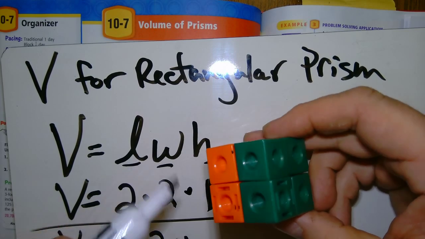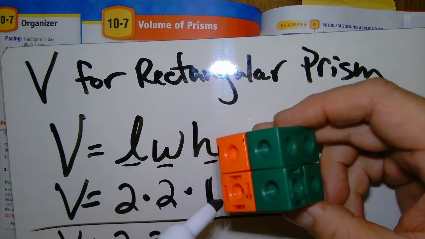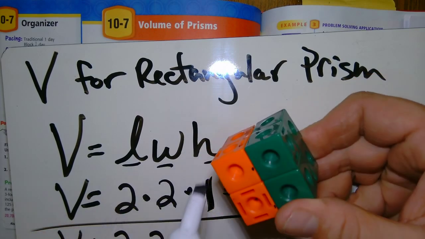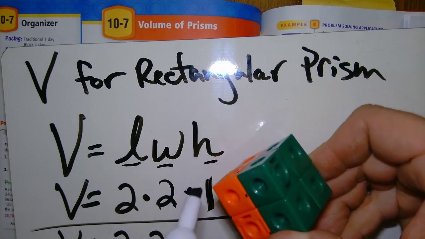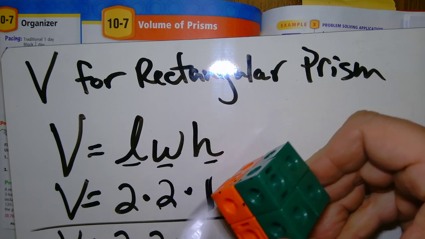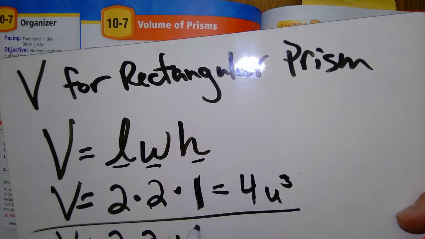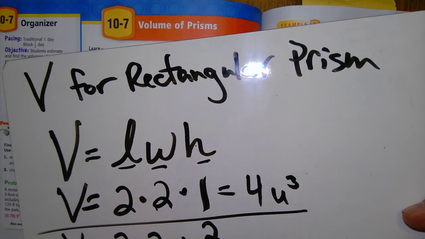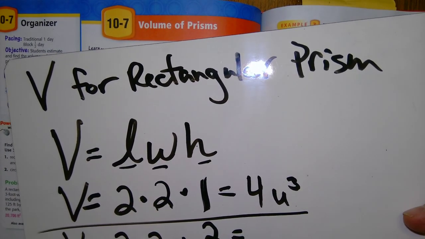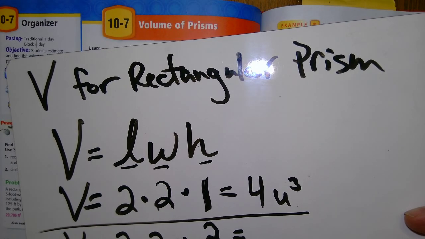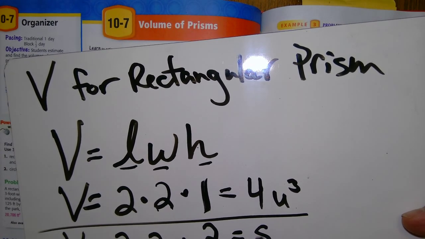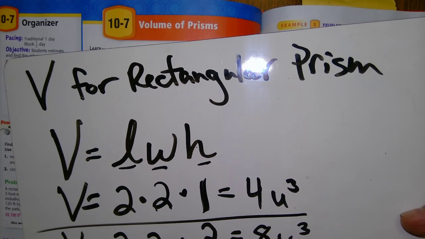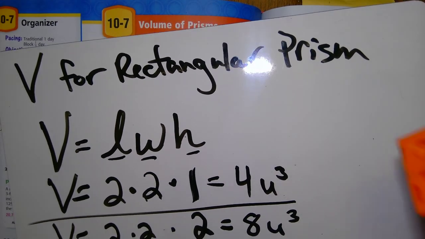So once again, we still have our length of 2, our width of 2, but now our height is 2. So we're going to multiply that out. So now we go 2 times 2 is 4, times 2 is 8. So now we have 8 units cubed. All right? And all we did was add a layer.